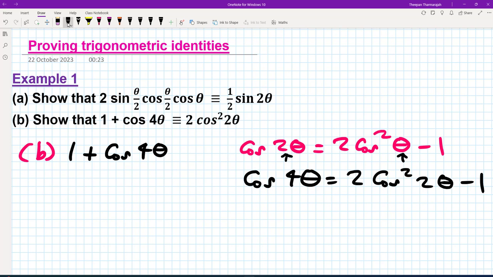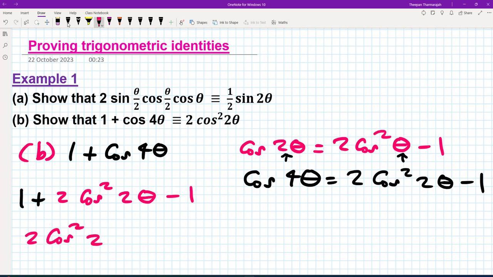So now what I can do is to replace cos 4 theta with what we have, which is 2 cos squared 2 theta minus 1, and I end up with 2 cos squared 2 theta, which is the same as the right hand side, and I have proved my identity.